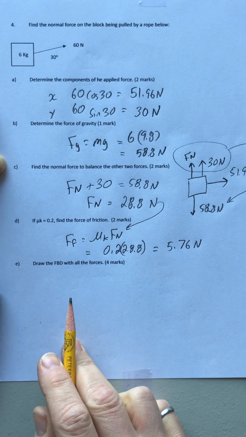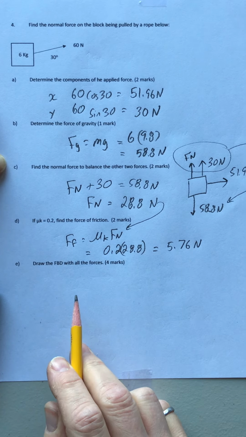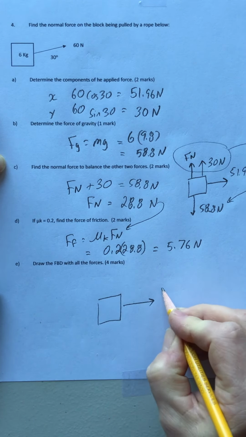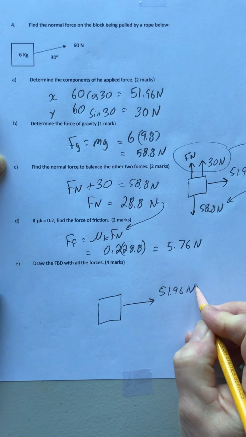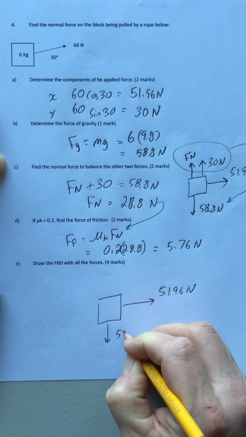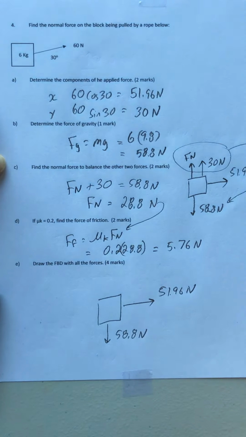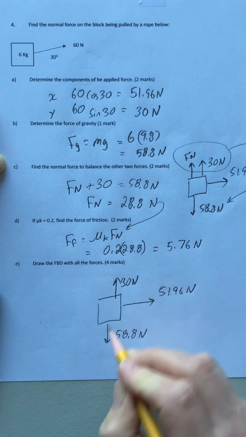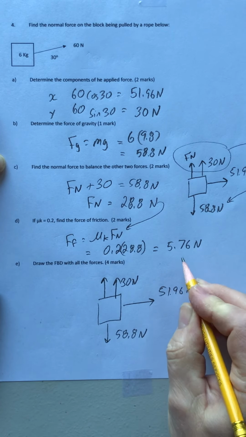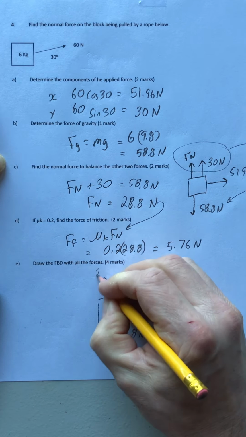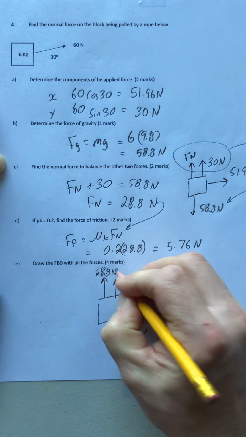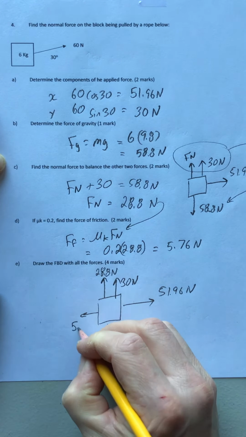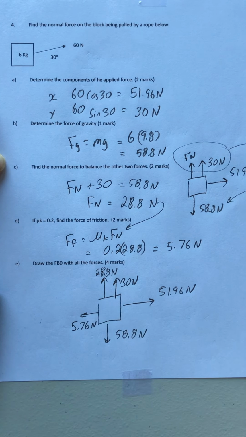And they said, draw the free body diagram, all the forces on it. So I have to redraw this box. I have 51.96 newtons forward, 58.8 newtons in the down direction. I have 30 newtons up from the rope, and I have another normal force of 28.8. And finally we got friction, the last one here. Force of friction is 5.76 newtons. And then you're all done.